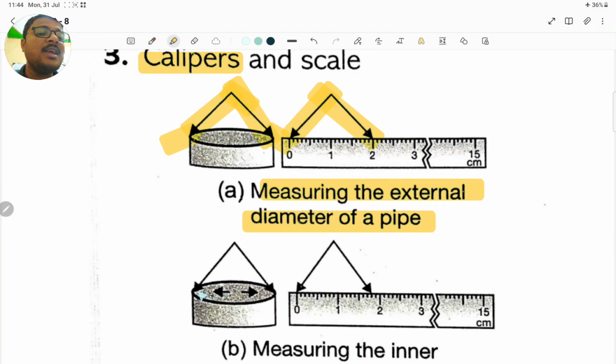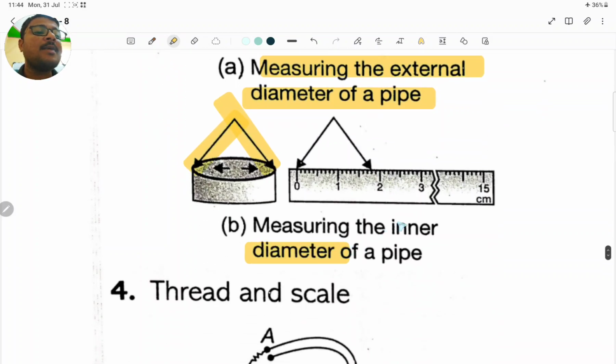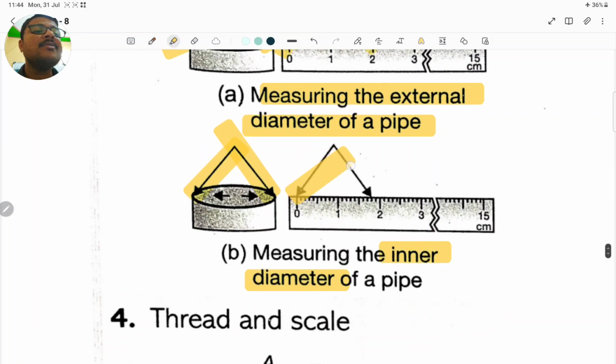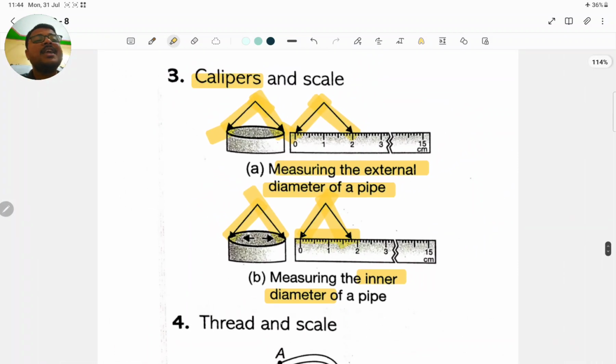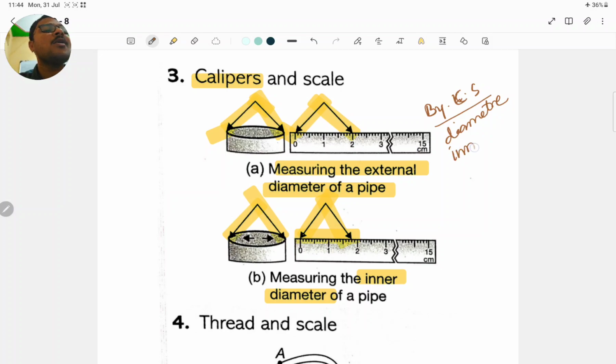Next, this is the internal diameter of a pipe, internal diameter or inner diameter. This is the calipers. By using caliper scale, we can measure the inner diameter, outer diameter or external diameter of the objects.